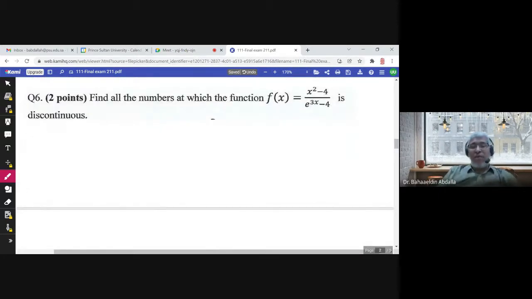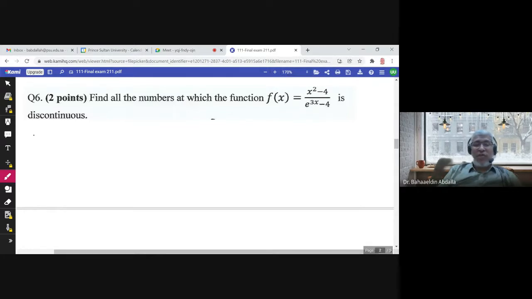Find all the numbers at which this function is discontinuous. The function is discontinuous when it is not defined. Okay, so what is the domain of f? To find the domain of f, well, this is a rational function, I mean a fraction. So for a fraction, I have a problem with the denominator being 0. So this function will be discontinuous when the denominator is 0.